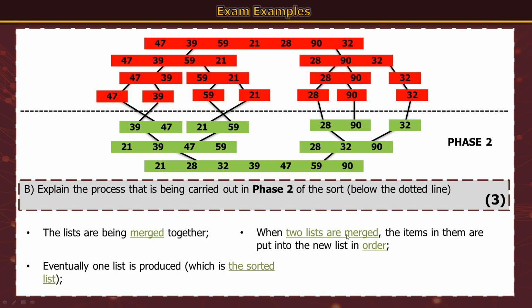When the 2 lists are merged, the items in them are put into a new ordered list. Well, that's right, isn't it? Because here, look, 39 was moved in front of 47 to put it in order. And then the 21 was moved in front here, in front of the 39. So that's basically covering that. Eventually 1 list is produced, which is a sorted list. There's my 3 key points. Again, feel free to stop and just go through it step by step, and you will see that the points are actually quite simplistic.